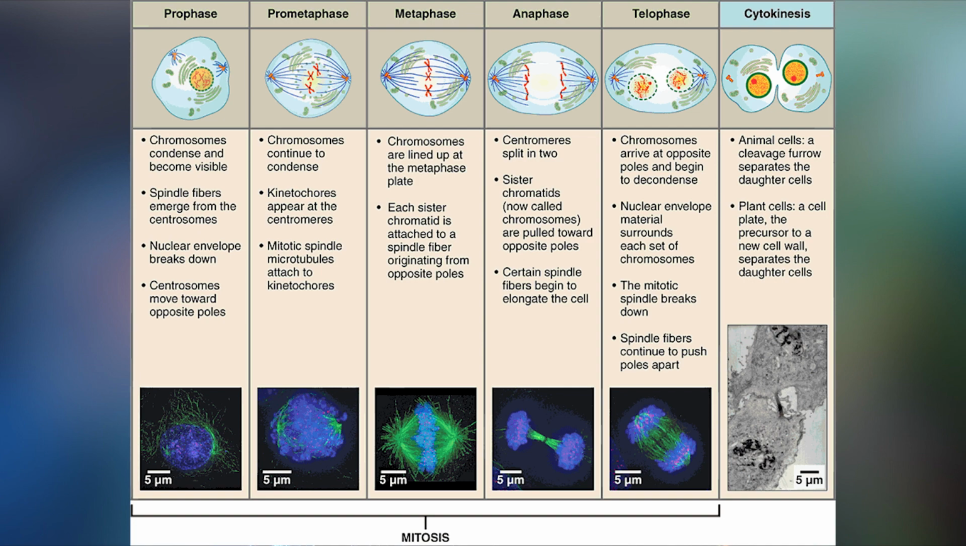They've already been replicated, so they're already 2 sister chromatids joined by a centromere, but now they're beginning to condense. Once we can see these X-shaped structures under the light microscope, then we say that prophase has begun.